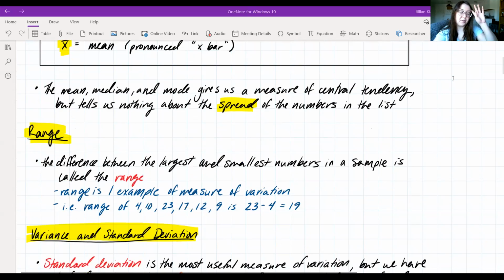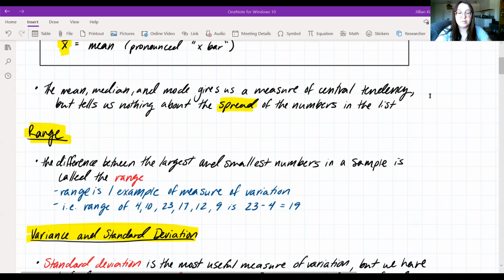All right. So the mean, median, and mode give us a measure of the central tendency, but they really don't tell us anything about the spread of the numbers in the list. Mean, median, and mode give us a really good idea of what number is in the middle of our distribution, or the average of our distribution, but they don't tell us anything else about the spread of the numbers within that distribution.